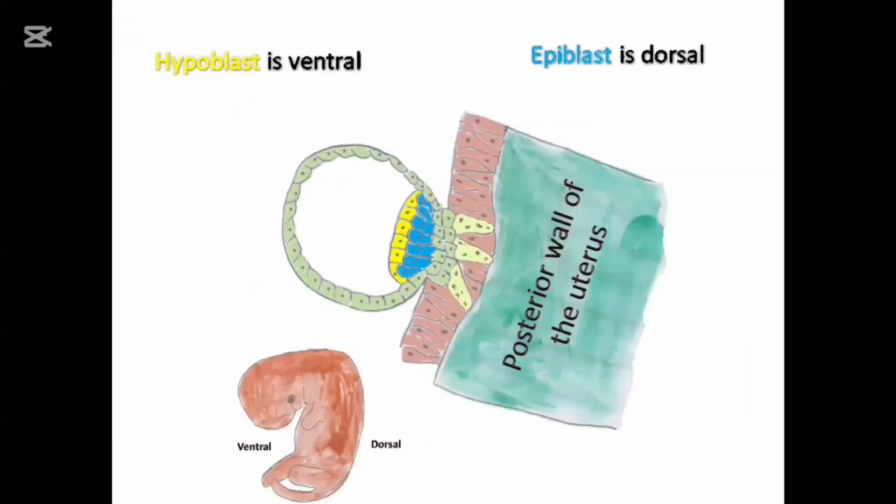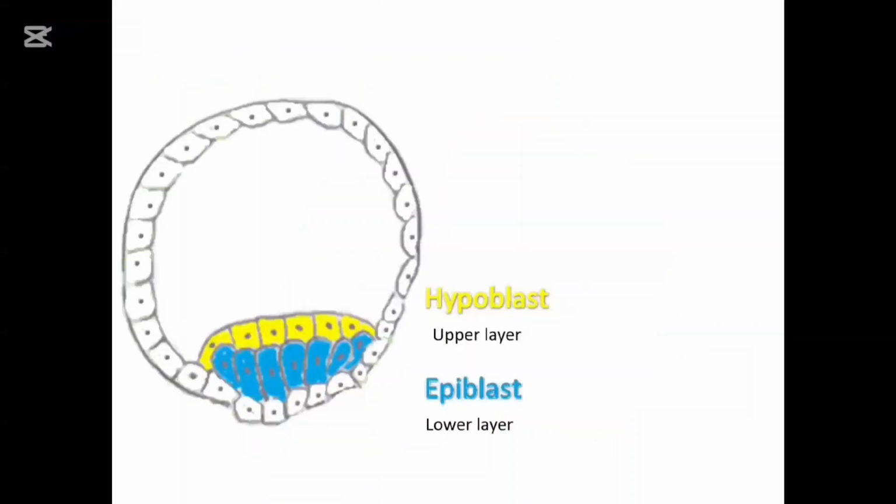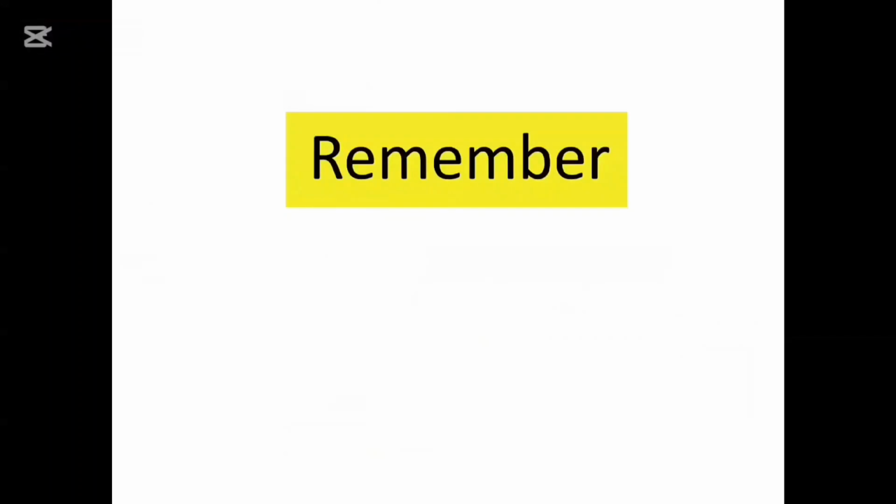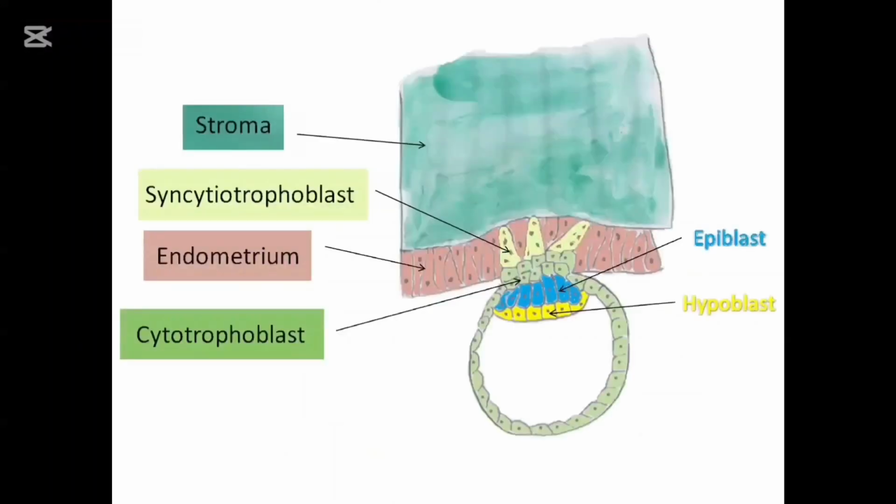Invasion continues, like you see here. And hypoblast is ventral, while epiblast is dorsal. Hypoblast forms the lower layer, while epiblast forms the upper layer. I know that embryology is a little bit confusing, so we always have to remember these new terminologies, like syncytial trophoblast, cytotrophoblast, endometrium, stroma, hypoblast, and epiblast.